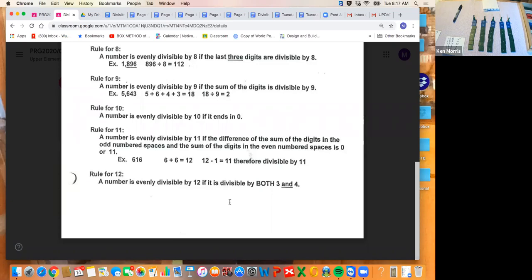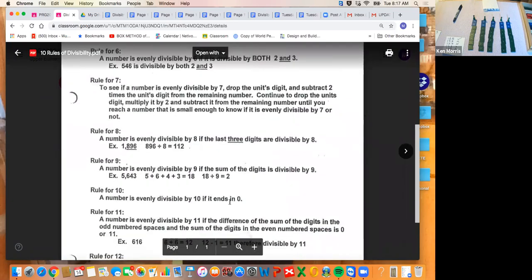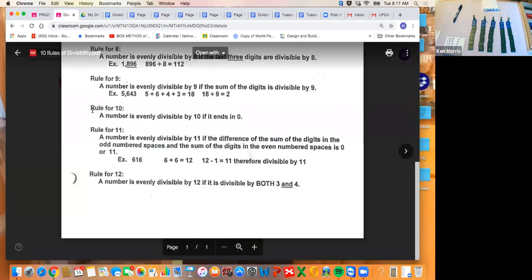So if you think about all those relationships and discuss it with your children, because they're really quite remarkable. Questions on this?